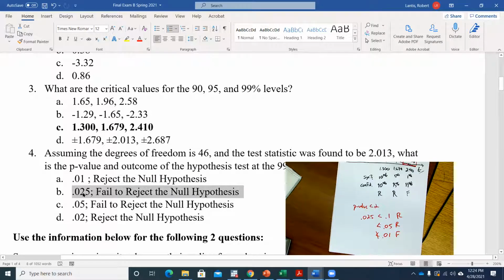And actually, it was kind of nice. Once we found that p-value, we knew right away, we didn't even have to look up what our rejection decision was, because that's the only answer that had 0.025 as a p-value.